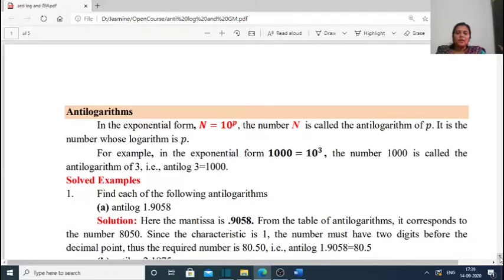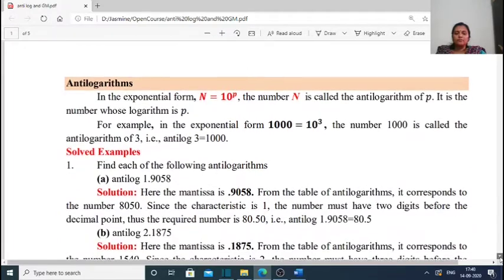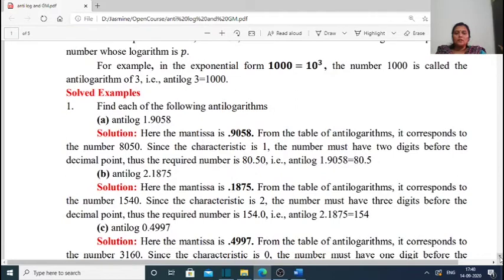Anti-log 1.9058. So the mantissa is 0.9058. From the table of anti-logarithms it corresponds to 8050. Since the characteristic is 1, we have to shift the decimal point by 2 places. So 80.50. The number must have 2 digits before the decimal point. Therefore, the required number is 80.50.